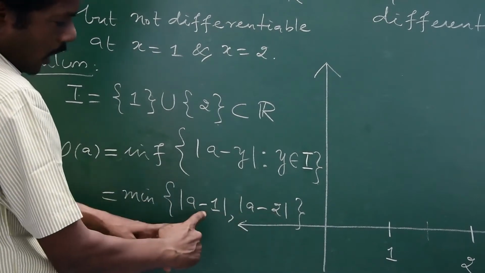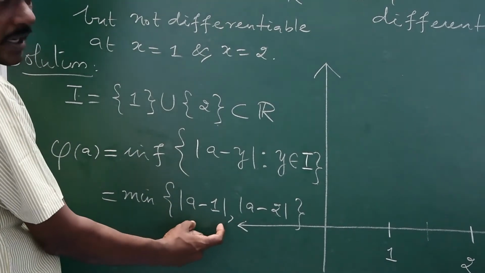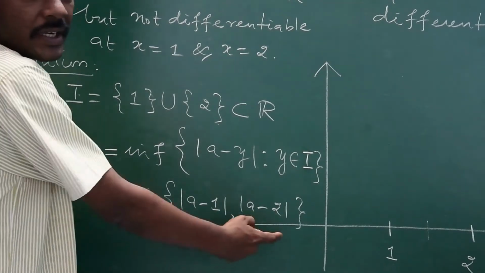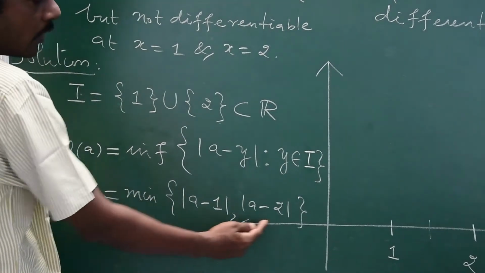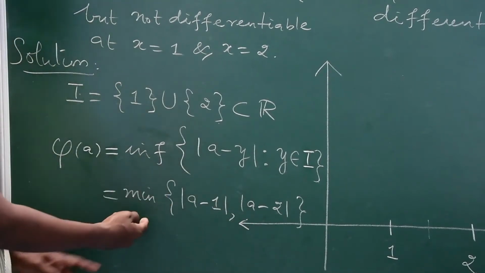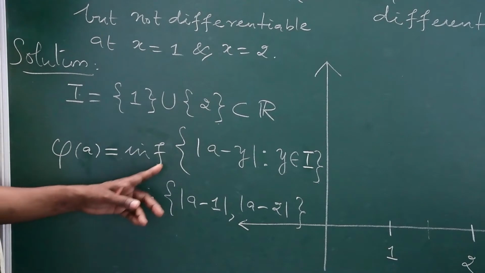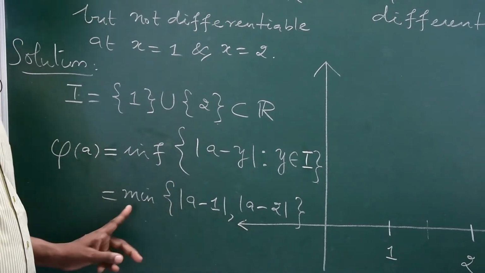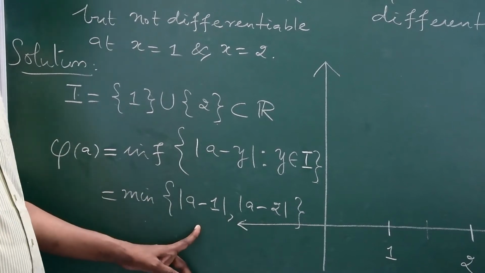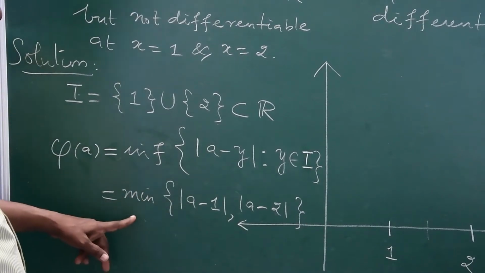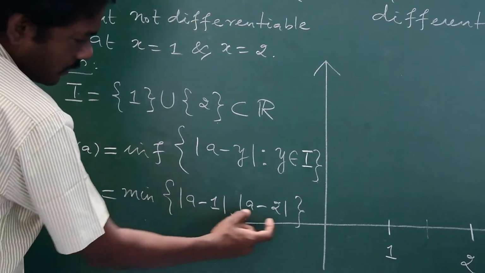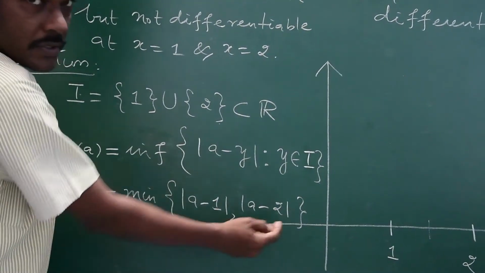Now how many values are there? This is a real number and this is a real number. So this is only a finite set containing only 2 points for a particular value of a. So the infimum becomes the minimum. When the set is finite, the infimum coincides with the minimum. So now we have to find the minimum of these two numbers.